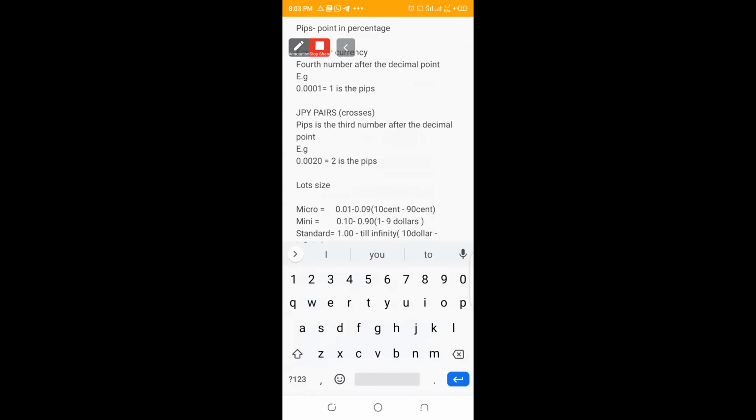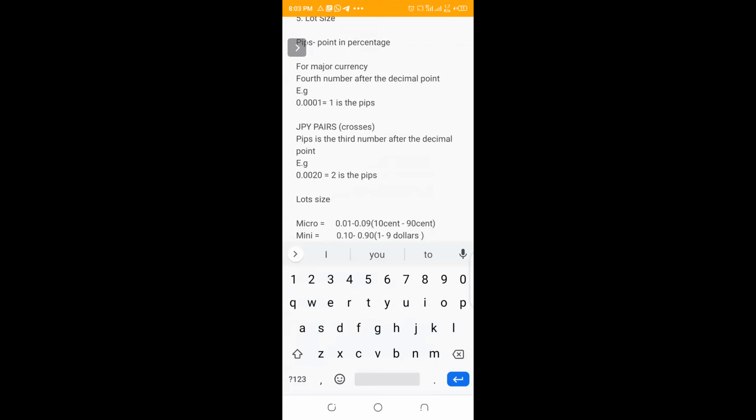For the JPY pairs, which are major crosses currency, the pip is the third number after the decimal point. The third number after the decimal point. So here it is 0.001. 1 is my pip here. The third number after the decimal point.